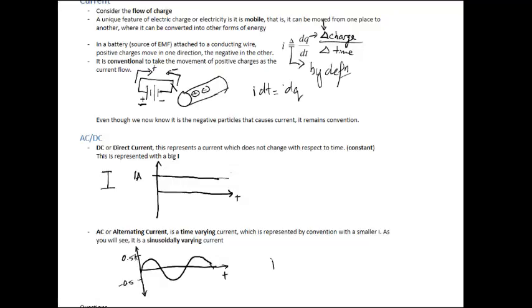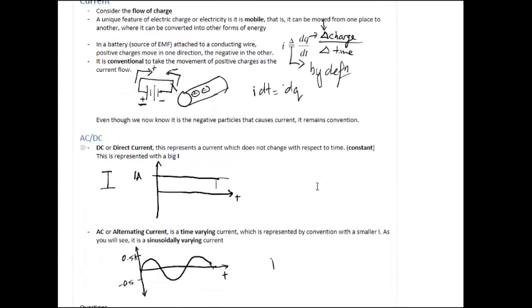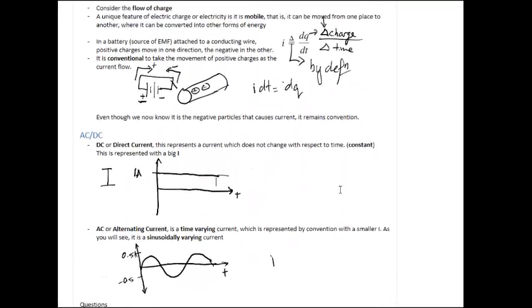So it remains constant. And AC current, or alternating current, as you can guess, is a time-varying current, which is by convention represented with a small i. As you can see, it is a sinusoidally varying current, and what we represent this with is a small i, which means it changes with time. So, like so. And that is essentially all we need to know about current.